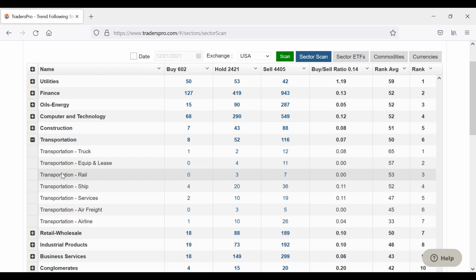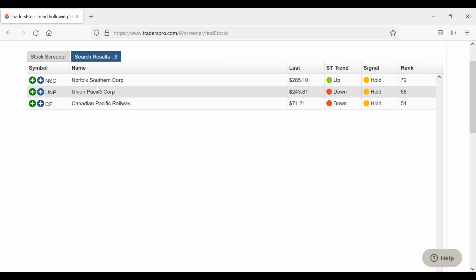So what I did is I went under the transportation sector and then looked at rail under the hold section right here. I think I was under the hold section. Yeah, see, here's Norfolk Southern. Again, these historically have smaller strength ranks, so it only has a 72 strength rank. But there's Union Pacific. These are the larger rail companies.